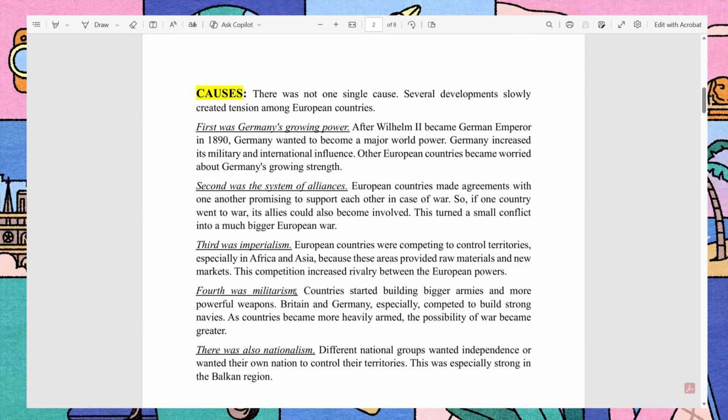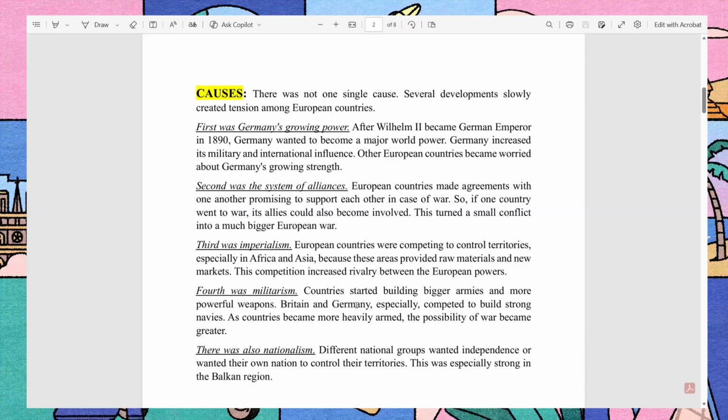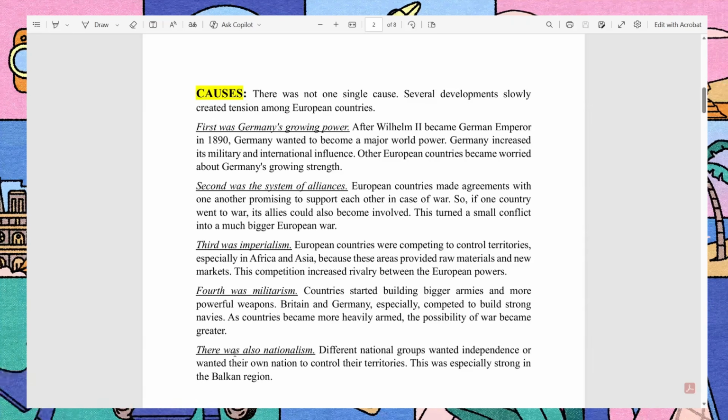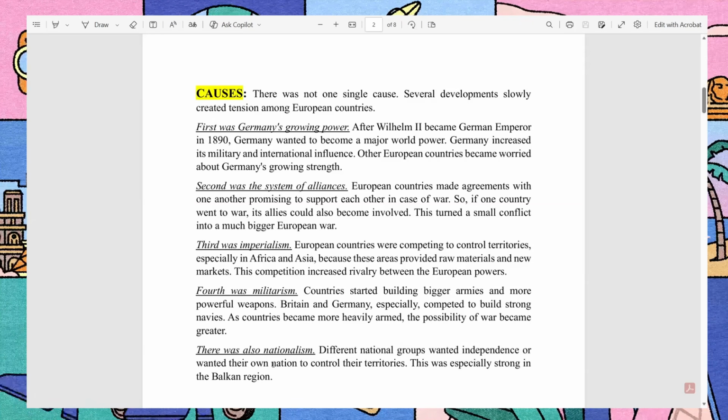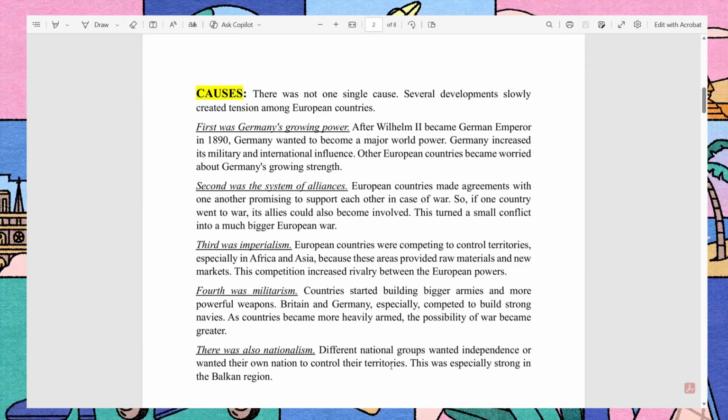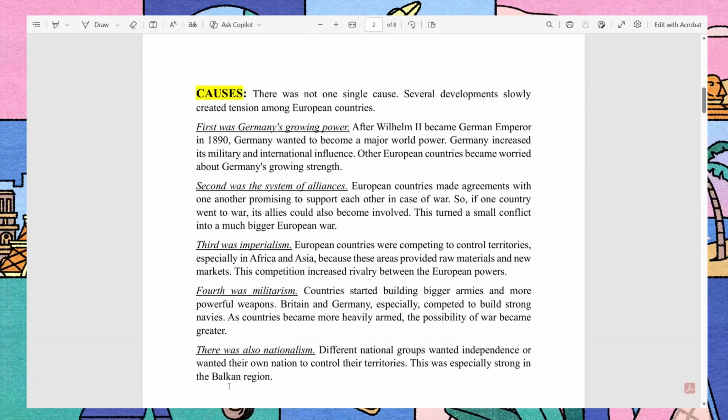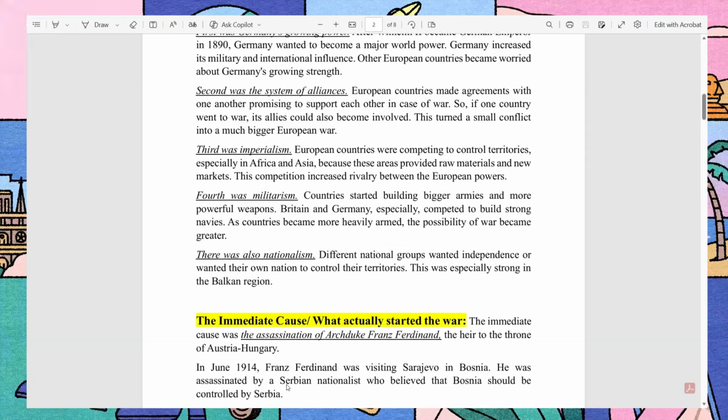Fourth was militarism. Countries started building bigger armies and more powerful weapons. Britain and Germany, especially, competed to build strong navies. As countries became more heavily armed, the possibility of war became greater. There was also nationalism. Different national groups wanted independence or wanted their own nation to control their territories. This was especially strong in the Balkan region.